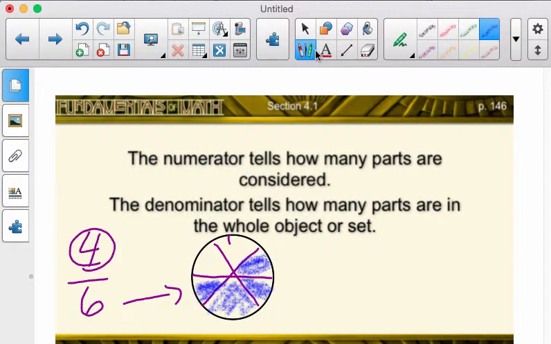Now, of course, if this was a good drawing, each of these slices or each of these parts would be even. As you can tell, this guy's a little bit bigger. But that's okay for demonstration purposes. So like I said, the top number tells you how many to consider out of the whole object.